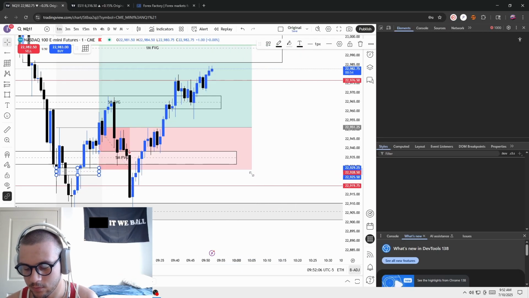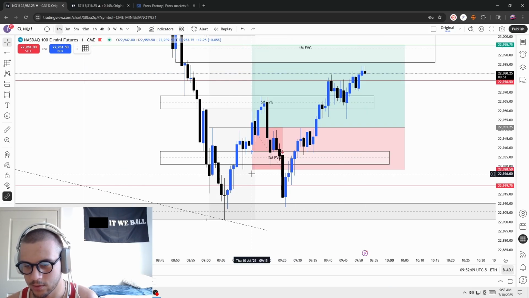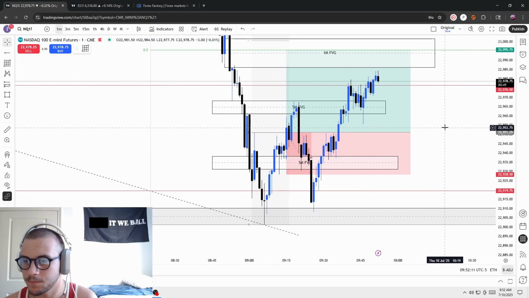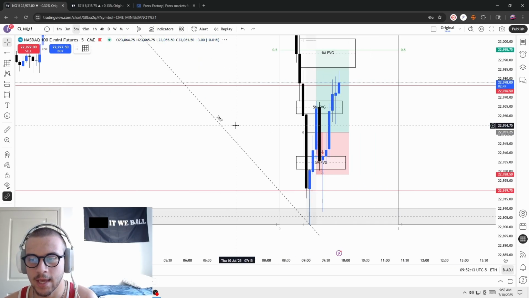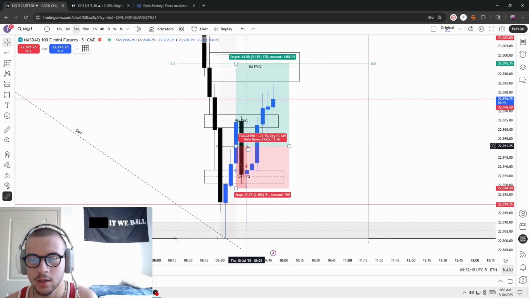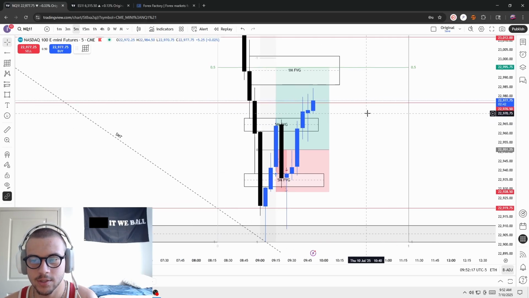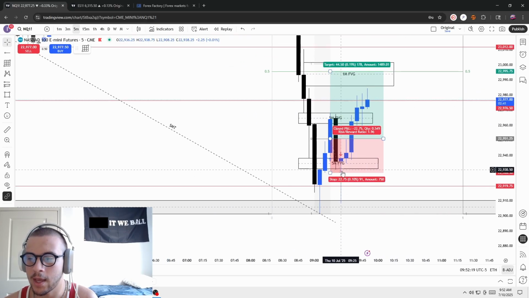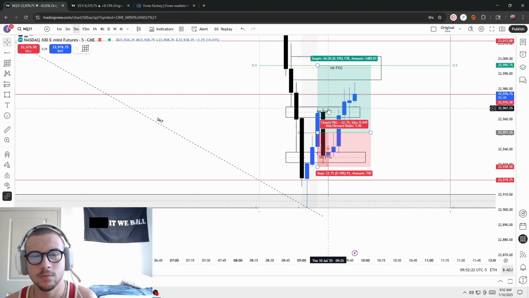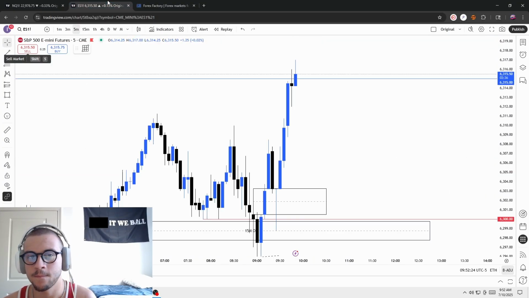The second thing that I could have done was wait for this 5-minute gap to get completely filled and then inversed. I didn't do that, and as you can see, it completely shat the bed and came back down.